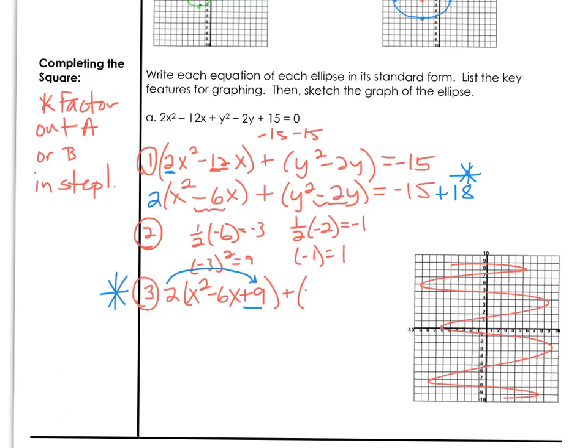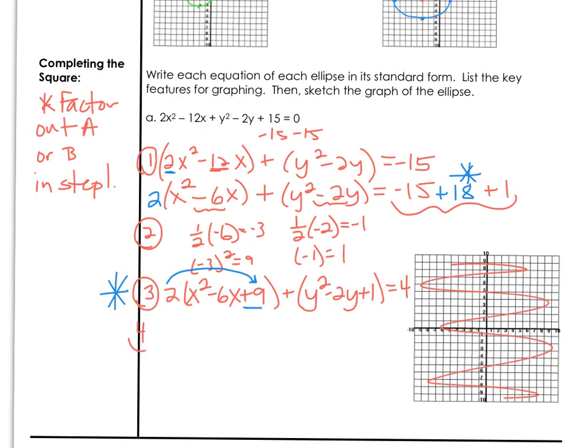Because in that second parenthesis, y squared minus 2y plus 1, there isn't anything in front of the y squared to worry about, so we can just add 1 to the right there, like we did with circles. And we should be in good shape with that. Now when we combine all of our like terms here, we have negative 15 plus 18 plus 1, which is 4.